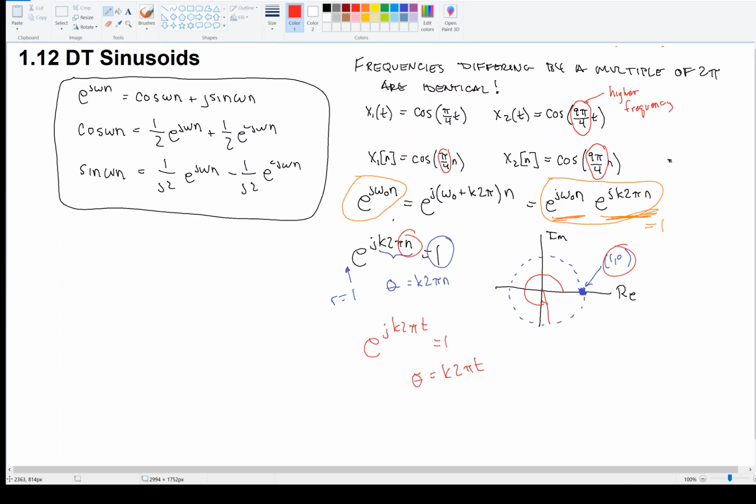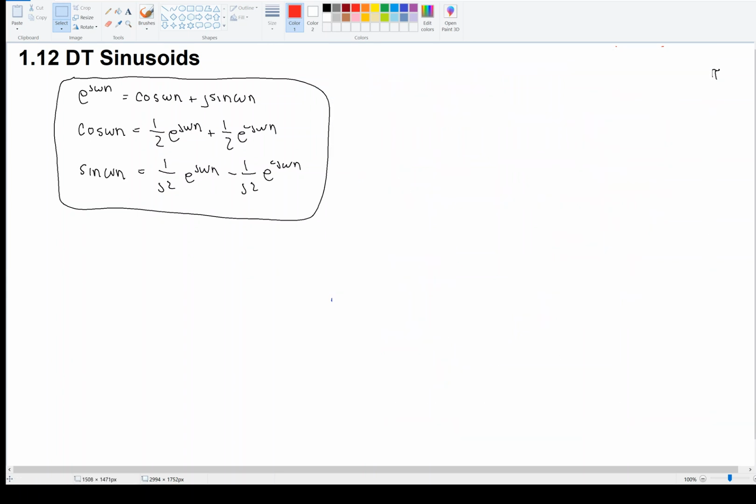So you need to be comfortable with this, especially moving forward in our class, that pi over 4, for example, and 9 pi over 4 are the same frequency. And 17 pi over 4 is the same frequency, and so on. So that's one subtle but important difference in discrete time.